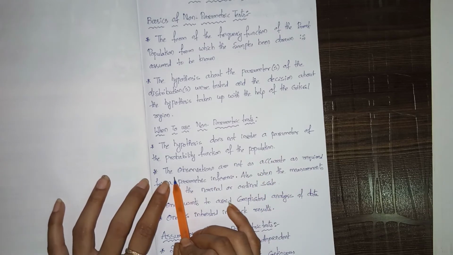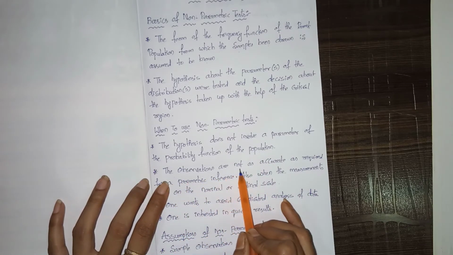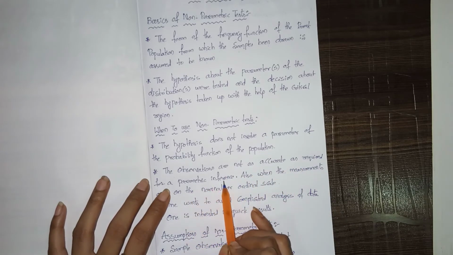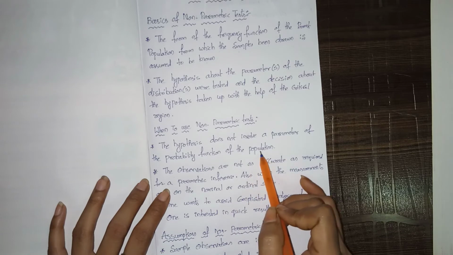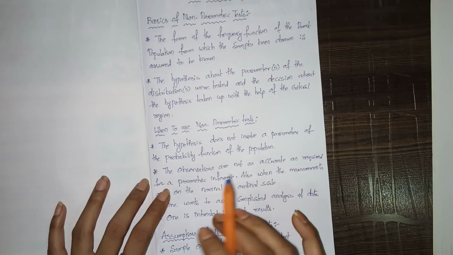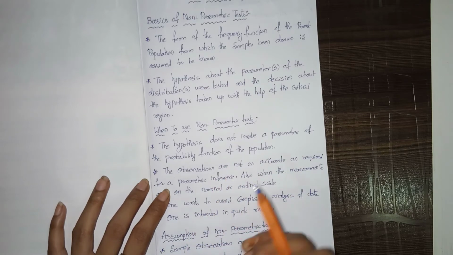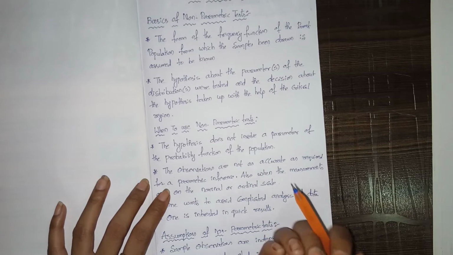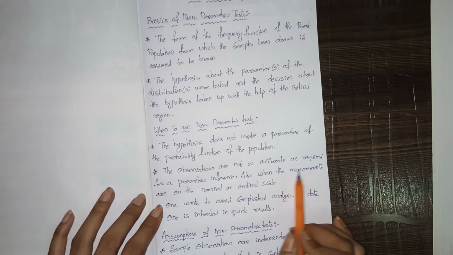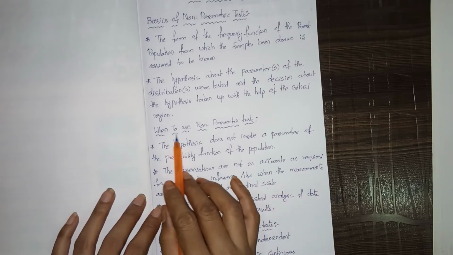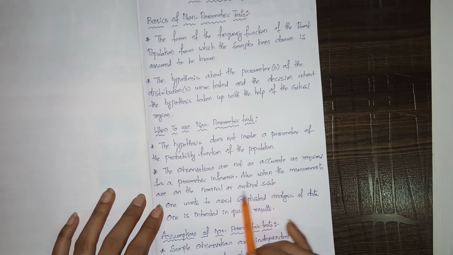The next is that the observations are not as accurate as required for a parametric inference. Why don't we calculate population parameters here? Because the observations which we collect are not that accurate, not that perfect. Also, when the measurements are on the nominal or ordinal scale. So we use this test only when the data is collected from a nominal scale or ordinal scale.